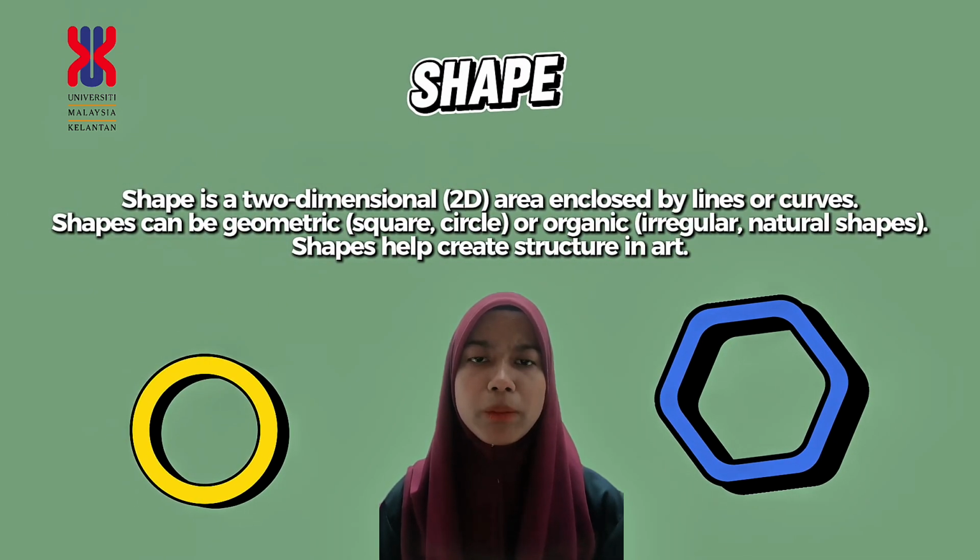And number 4 is shape. Shape is a two-dimensional, 2D, area enclosed by a line or curve. Shape can be geometric, like a square or circle, or organic, irregular, natural shapes. Shapes help create structure in art.